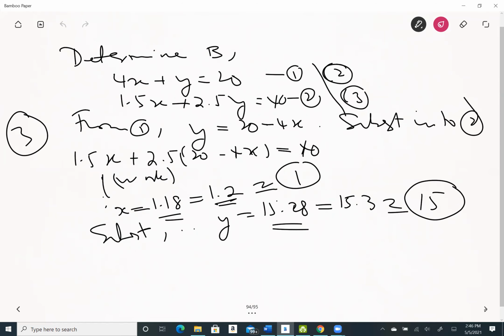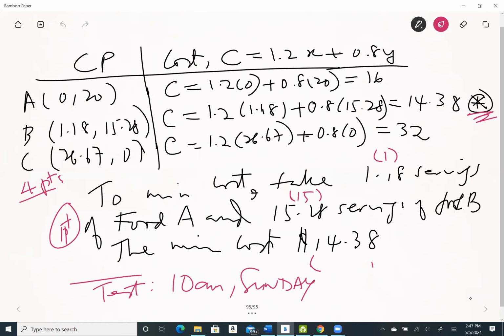And then the conclusion. Okay, the table and the description of the answer. Okay. All right. So now we go back to the lesson.